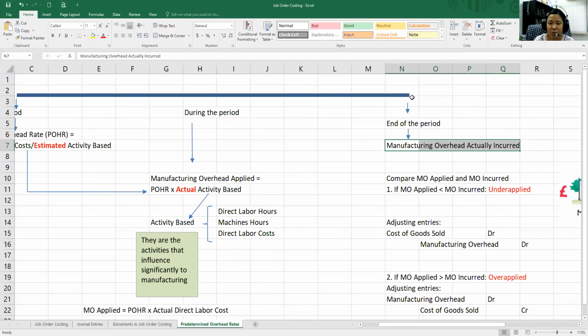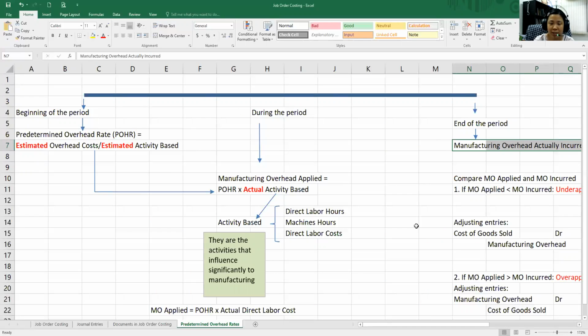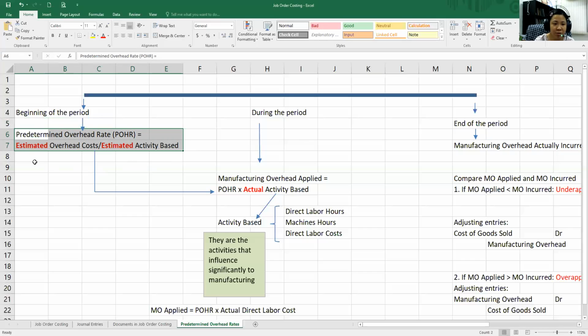But if we wait for the end of the period to know the manufacturing overhead actually incurred, it will be too late to know how much it costs for the job. So the managerial accountant will do it in a different way. At the beginning of the accounting period, they will calculate the predetermined overhead rate. How to find the predetermined overhead rate? We take the estimated total overhead cost divided by the estimated activity base, and that will give us the predetermined overhead rate.